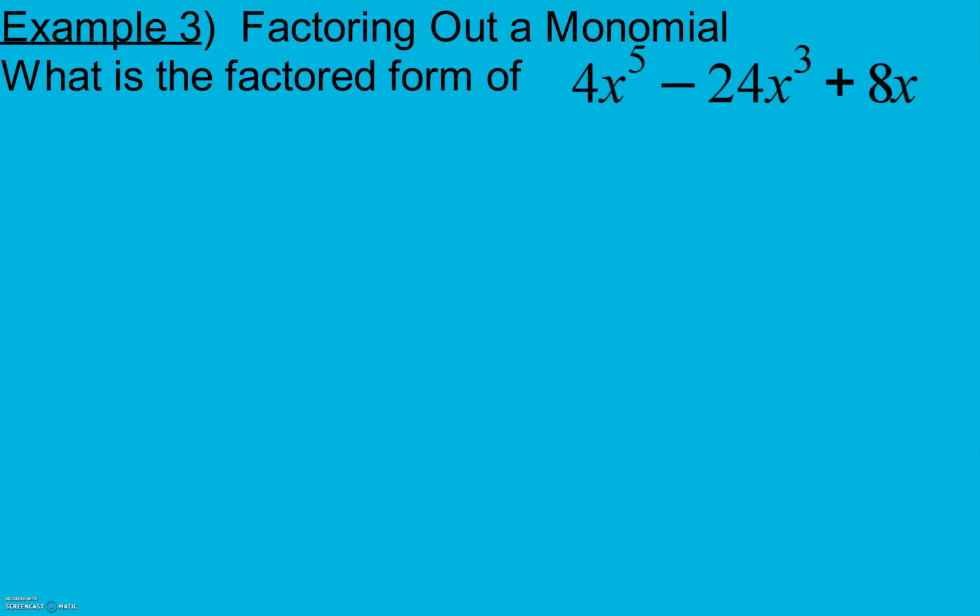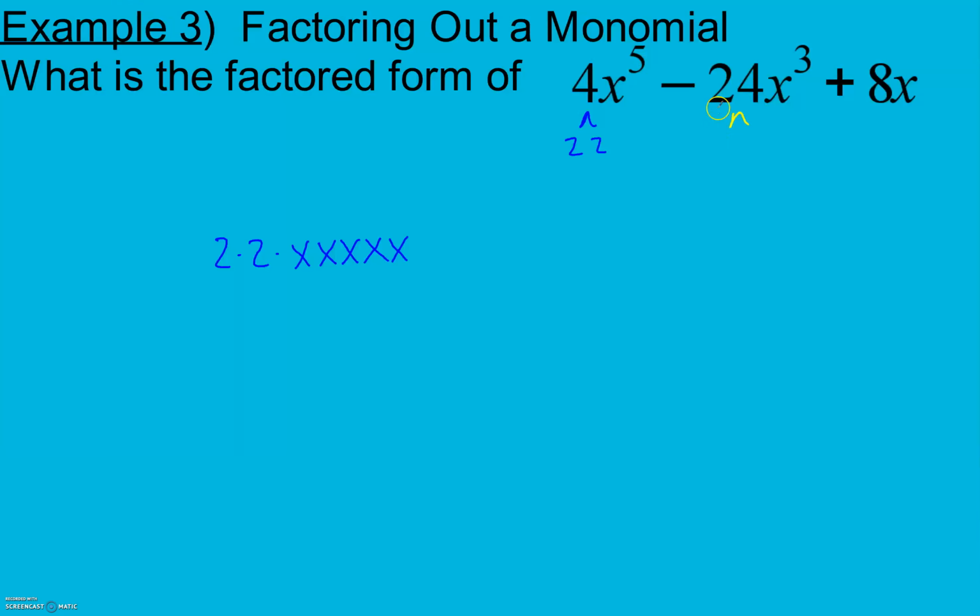So factored form, remember factors are things we multiplied together, means we're going to have 2 things multiplied in our final answer. So here I'm going to break down my 4 as 2 times 2. And I have 5 x's, x to the 5th power.